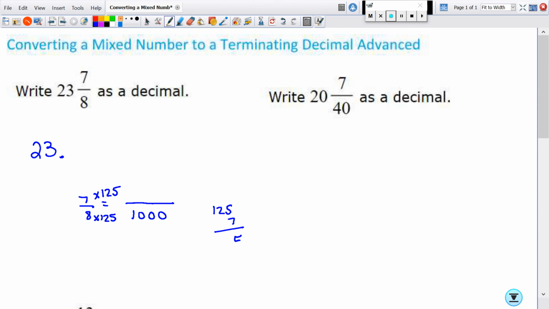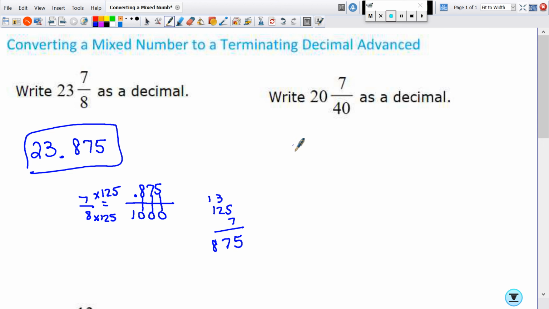5 times 7 is 35, carry the 3. 7 times 2 is 14, plus 3 is 17, carry the 1. 7 times 1 is 7, plus 1, that's 875. You line up the ending zeros with the numbers. So this 0 goes with the 5, this 0 goes with 7, this 0 goes with 8. When you're out of zeros is when you put your decimal point. So my final answer is 23.875.